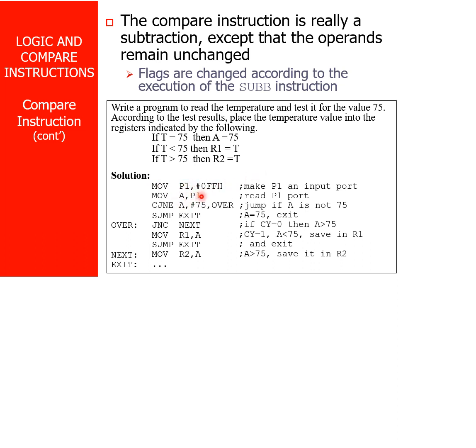Now suppose A register is 75. So compare, jump, not equal: 75 and 75 are compared. They are equal. So it will not go to over, right? It will not go to over. So what are you asking? Exit the program. So if A is 75, we are doing nothing, the 75 will be in A register.